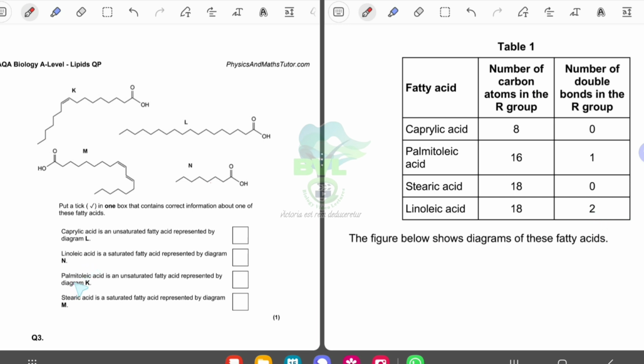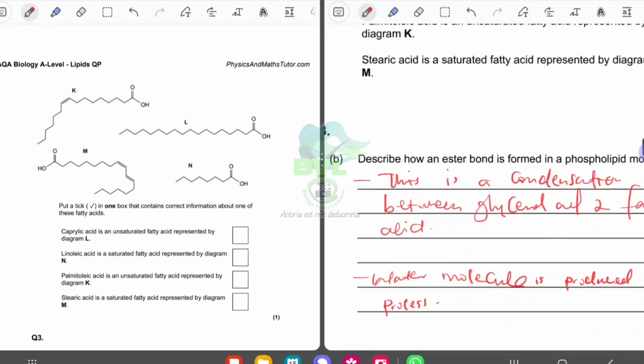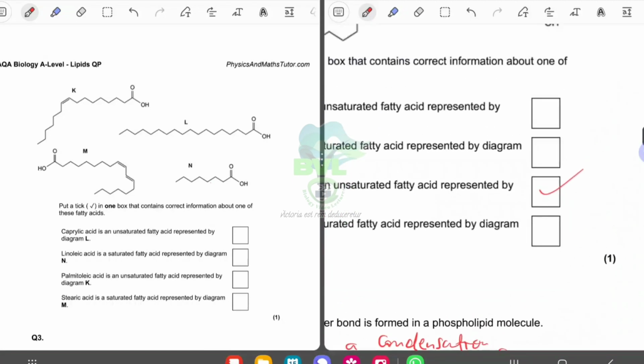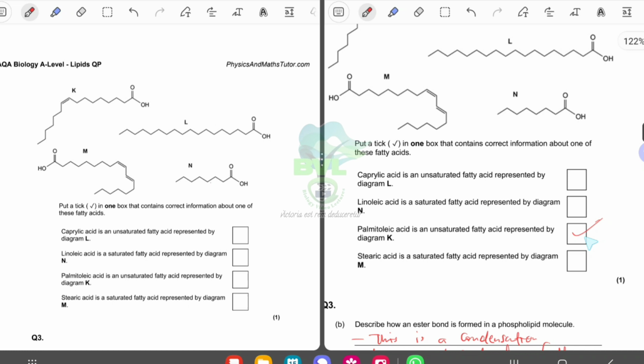It says palmitoleic acid is an unsaturated fatty acid, which means you have at least one double bond in it. So it has one double bond, and here on this table it shows it has one double bond. So definitely this will be your answer here. Excuse me, that's the answer there. That's why I choose here.